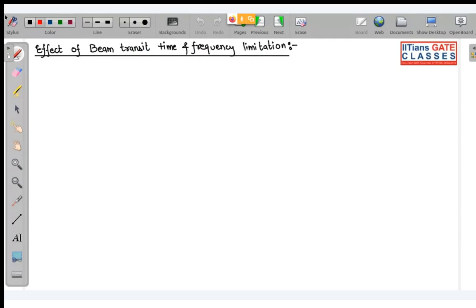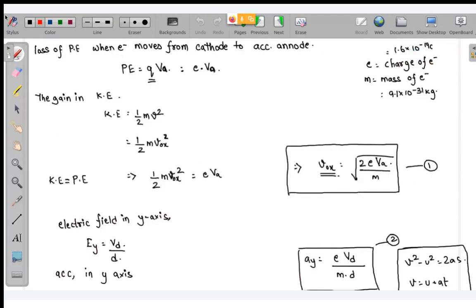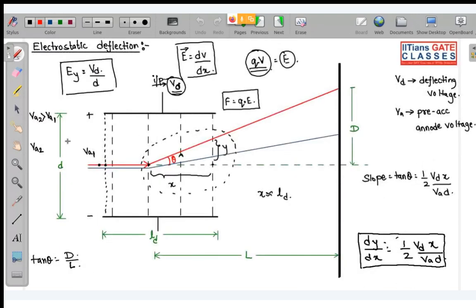So what is this beam transit time? As the name suggests, this is basically the transit time or the travel time of the beam. Now, from where to where is this transit time? Basically, transit time is the time taken by the beam to travel from this point to this point.